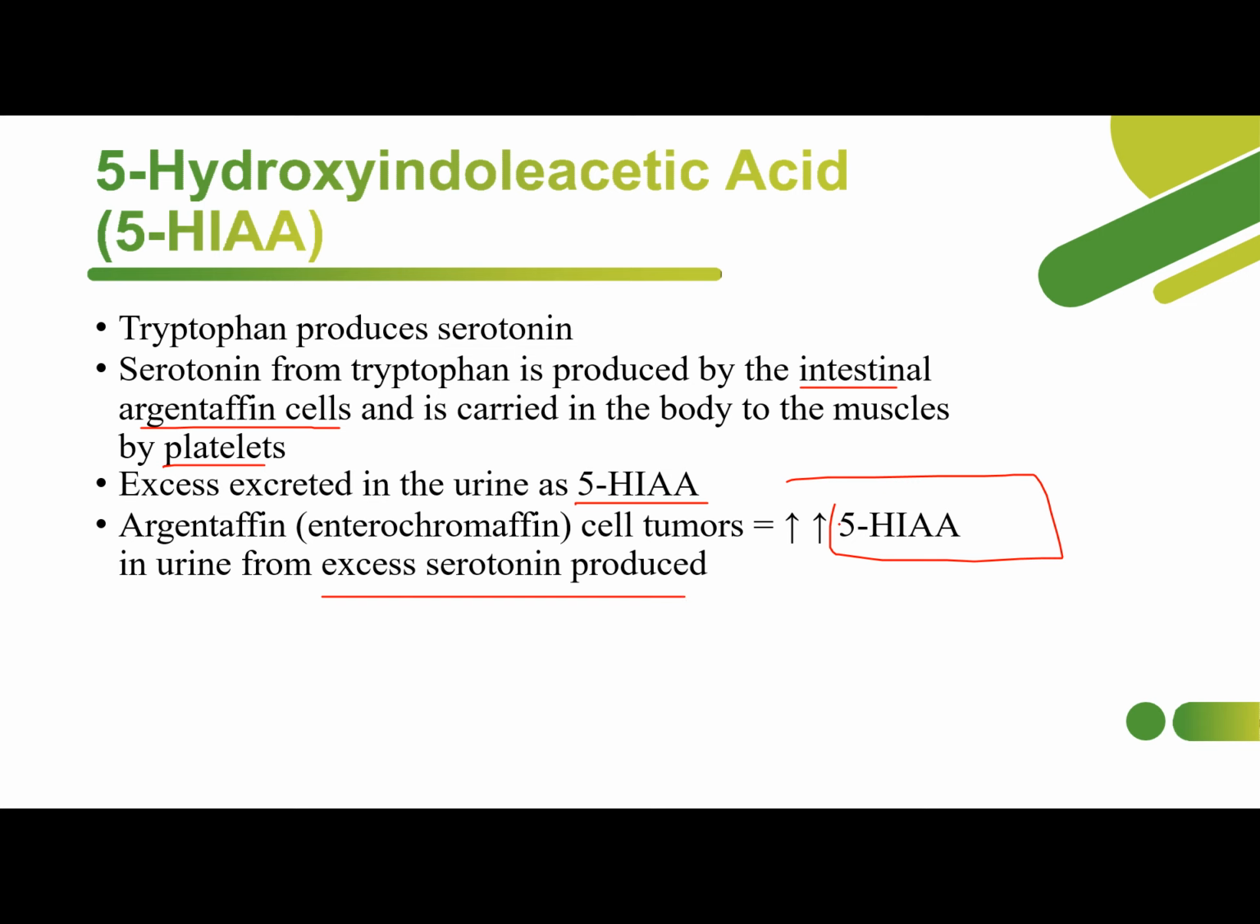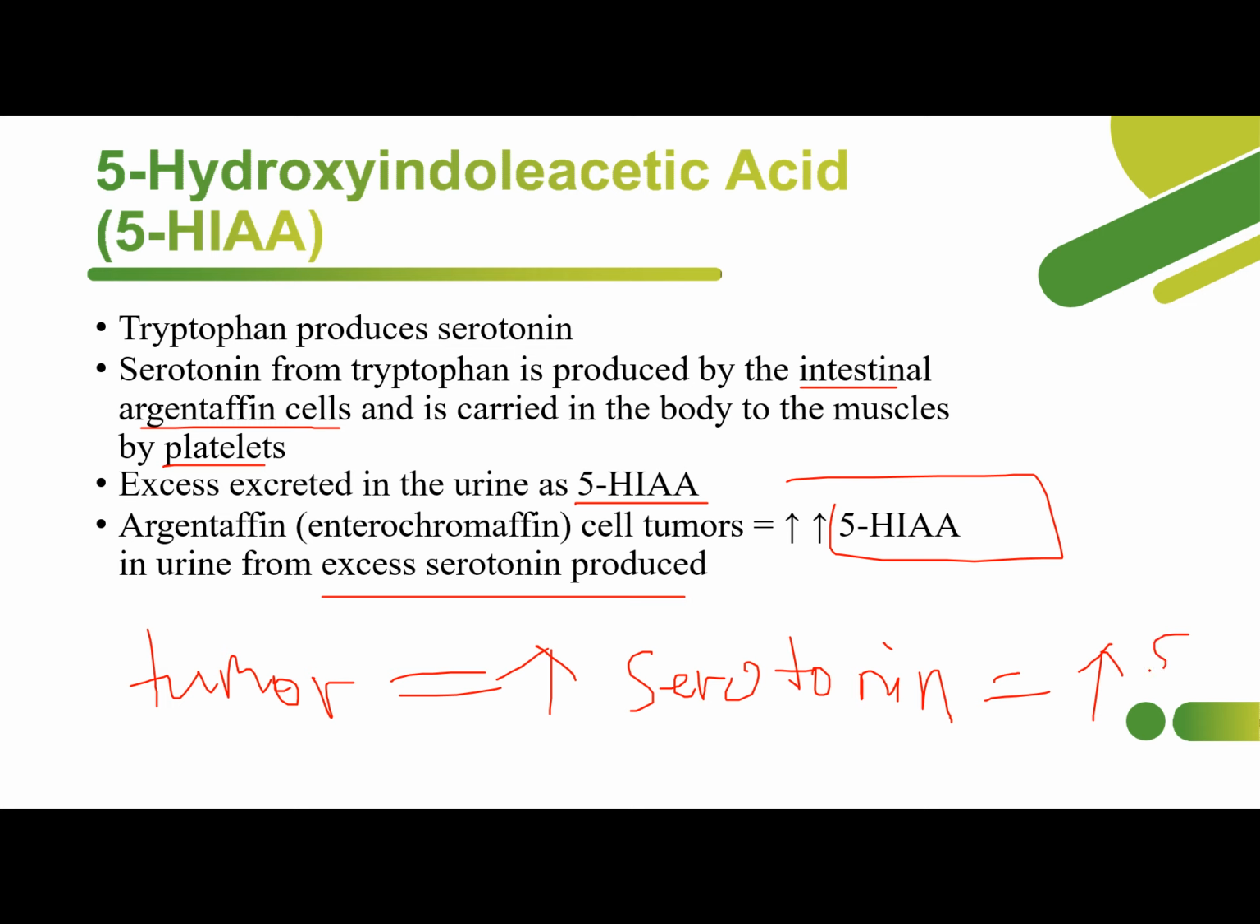So argentaffin or enterochromaffin cell tumors would cause increased 5-HIAA in urine from excess serotonin produced. So the reason, class, why you have increased 5-HIAA is because of a tumor, class. The tumor is specifically found in your argentaffin cells. Now, due to this tumor in the argentaffin cells, this would cause an increase in the production of serotonin. And if there's too much serotonin, class, it would lead to increased 5-HIAA.